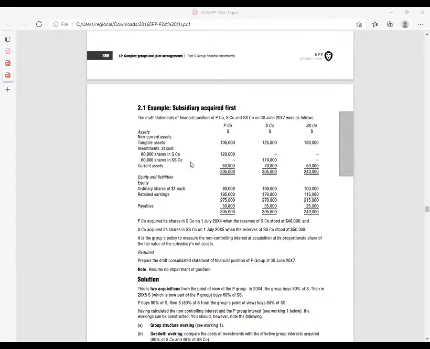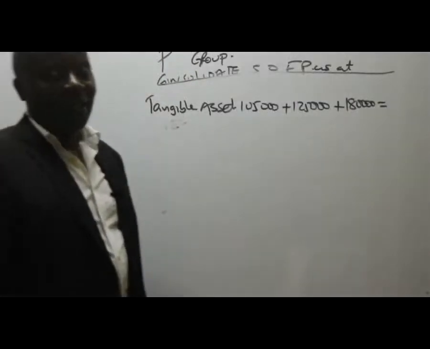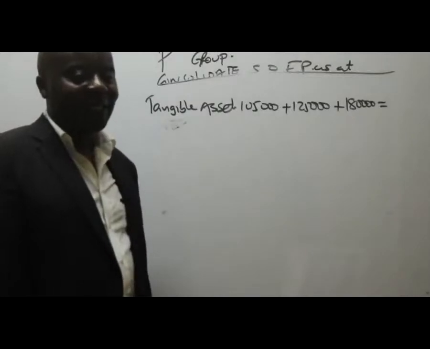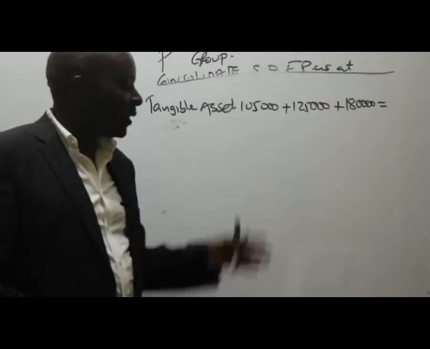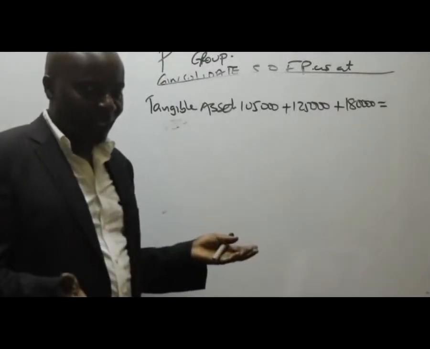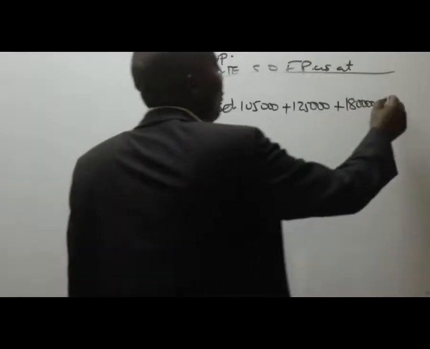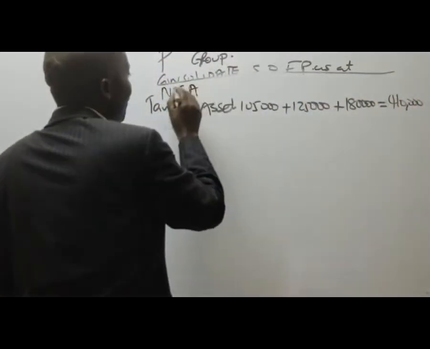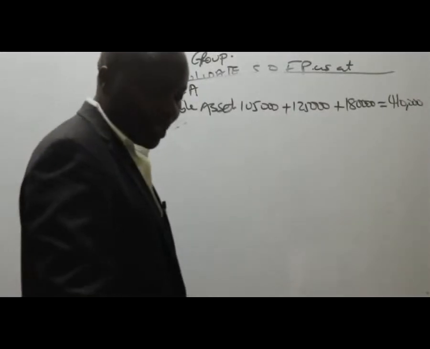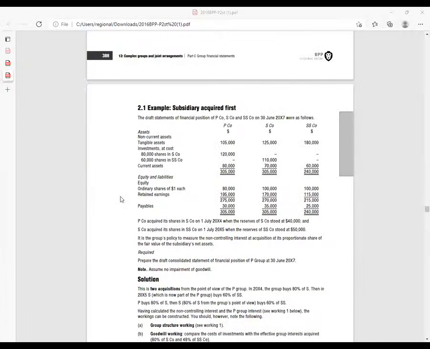What figure are we able to get here for tangible assets? Remember, there is no fair value adjustment, there is nothing like depreciation for a fair value adjustment. We simply consolidate, you're adding together. So this gives us 410,000. Remember, these are the non-current assets. Now, ladies and gentlemen, we move on to the next one.